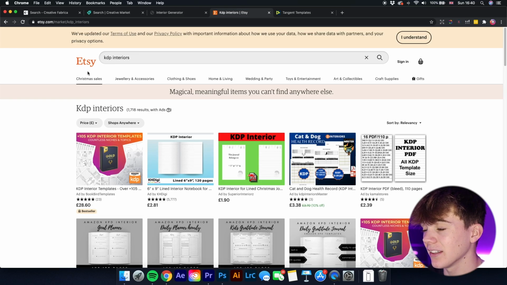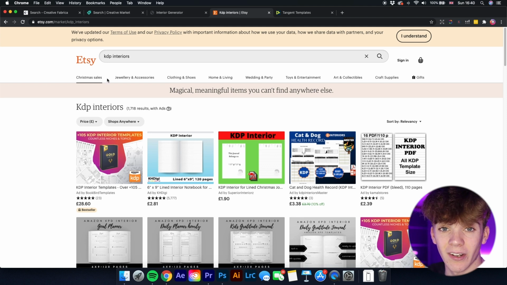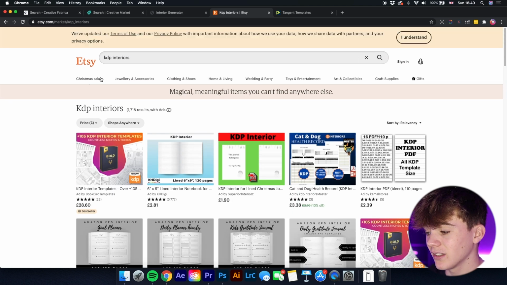And the fourth one is Etsy. Now, Etsy is very similar to Creative Fabrica and Creative Market. It's just a website where you can buy interiors individually. And I'm just giving you these three websites because, like I said, it's a range of websites you can go across. Etsy is one I haven't looked at hugely, and Etsy is normally one where people can sell t-shirts, jewelry, all sorts of different things like that. And I didn't actually know they sell KDP interiors, which is quite interesting to me. But yeah, they do sell KDP interiors, which is great.